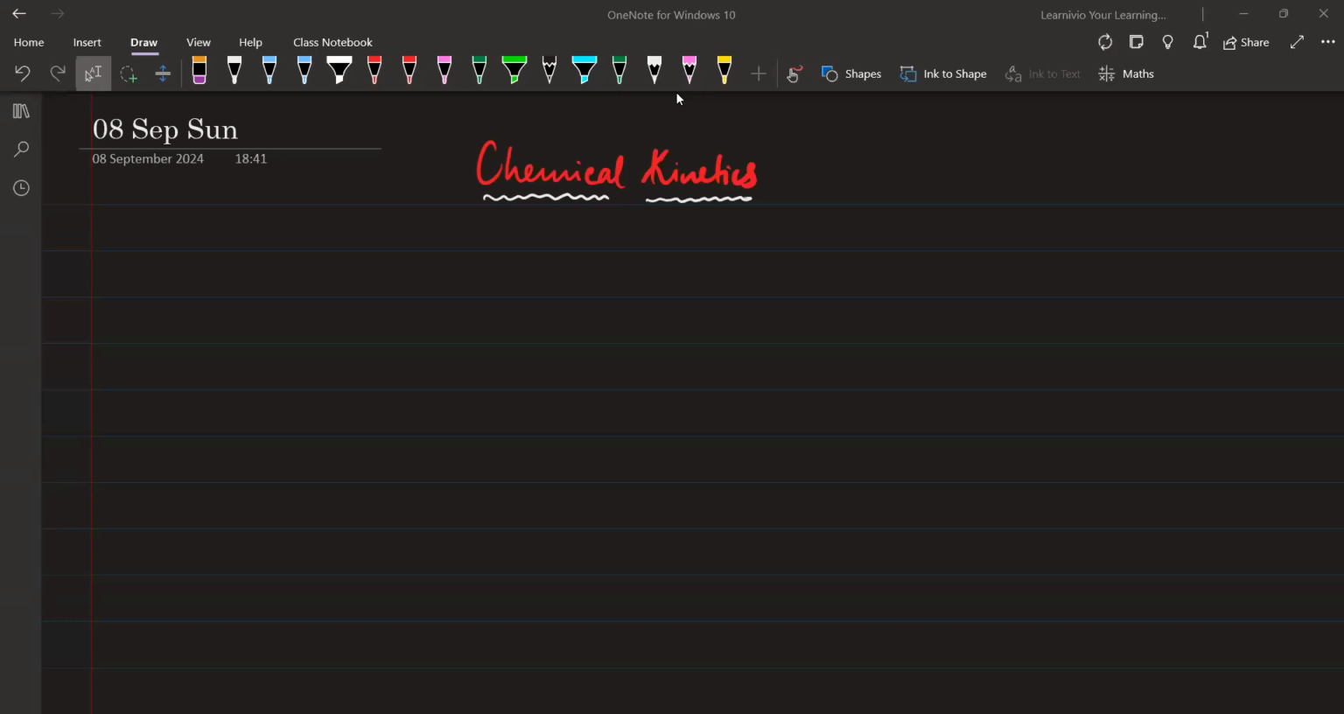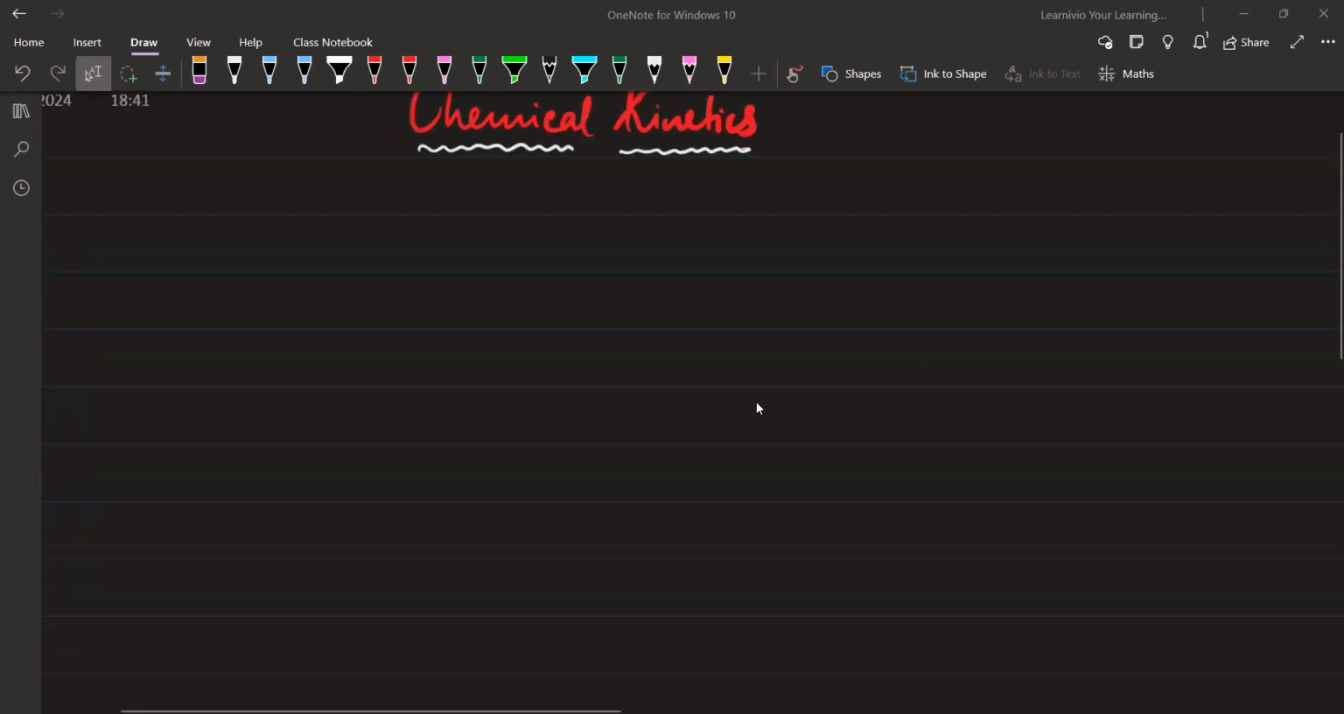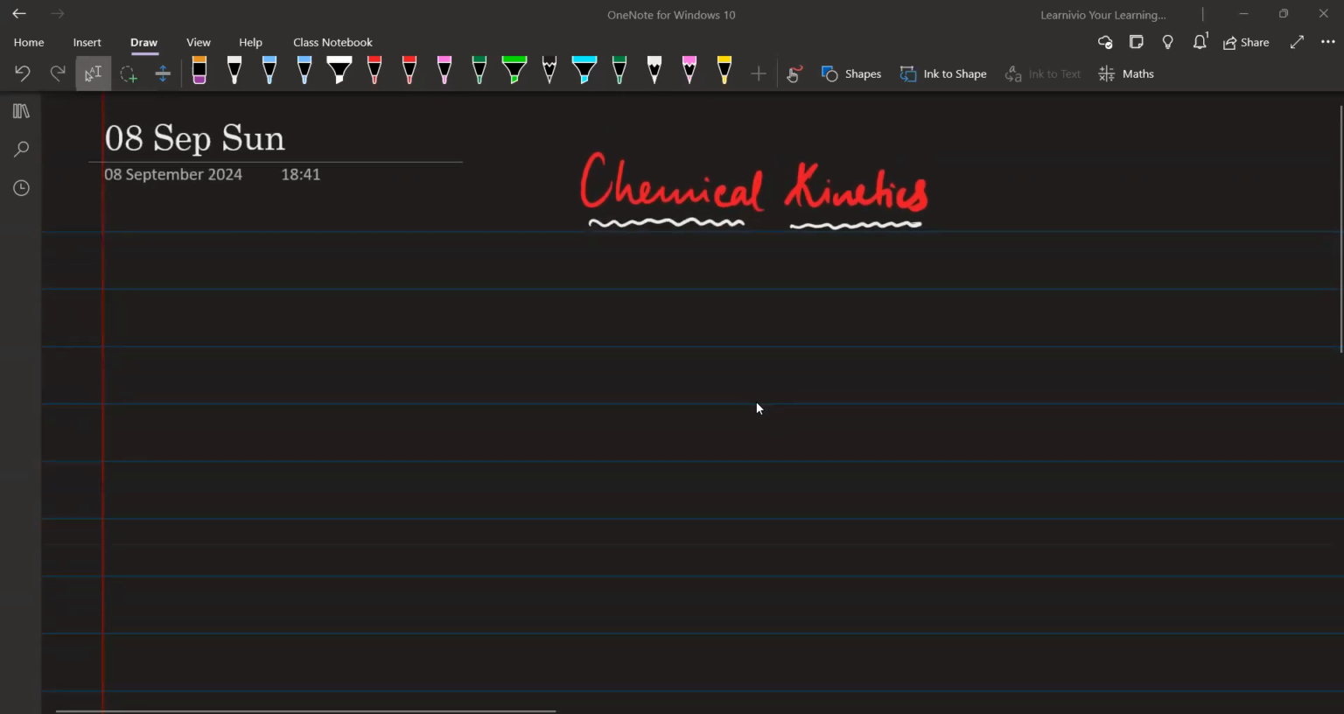In 11th we studied that, and today we are going to learn about the second part that deals with reaction, that is the rate of reaction. How fast a particular reaction can happen, how slow a particular reaction is. Write certain points regarding chemical kinetics, then we will start the chapter.